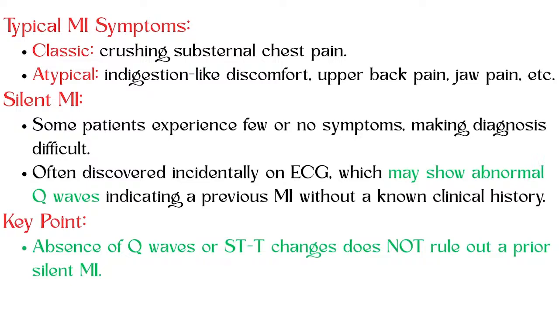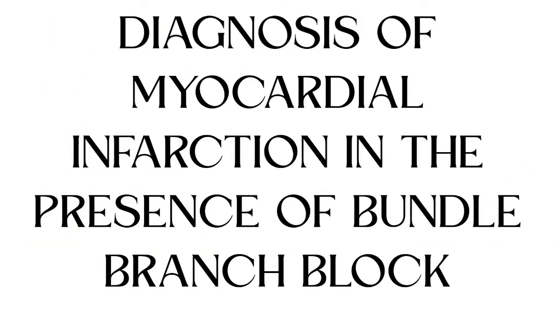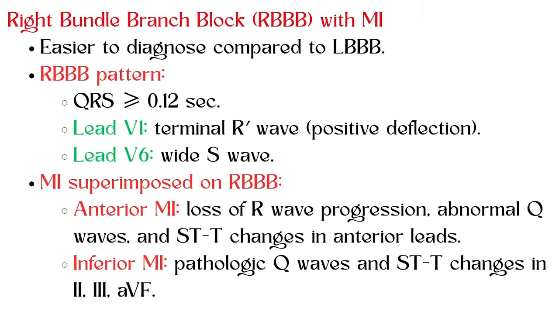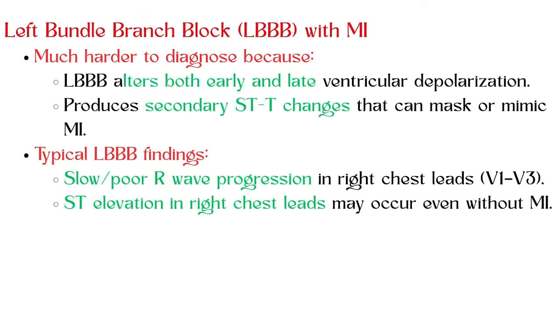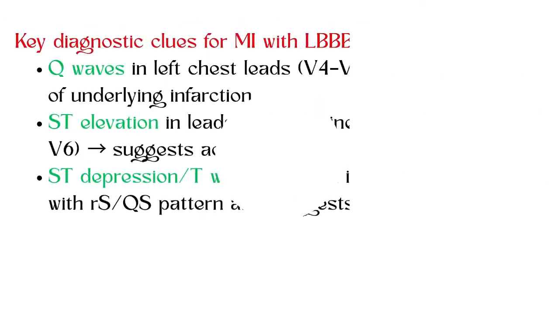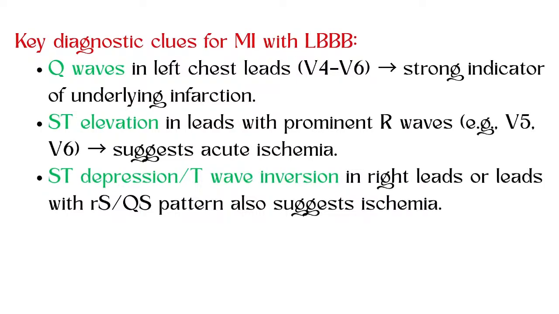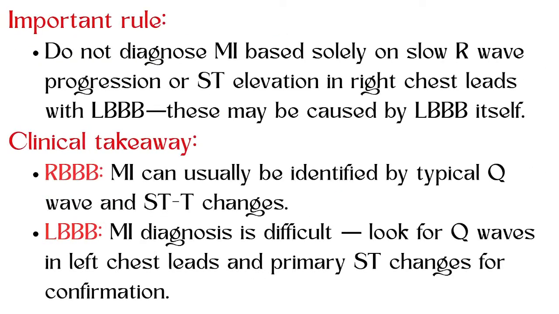Some heart attacks are silent. Q waves may reveal past MI when the patient never had classic chest pain. Right bundle branch block makes diagnosing MI easier because Q waves remain visible. Left bundle branch block is trickier. Look for Q waves or ST changes in V4 to V6 to detect a hidden MI.